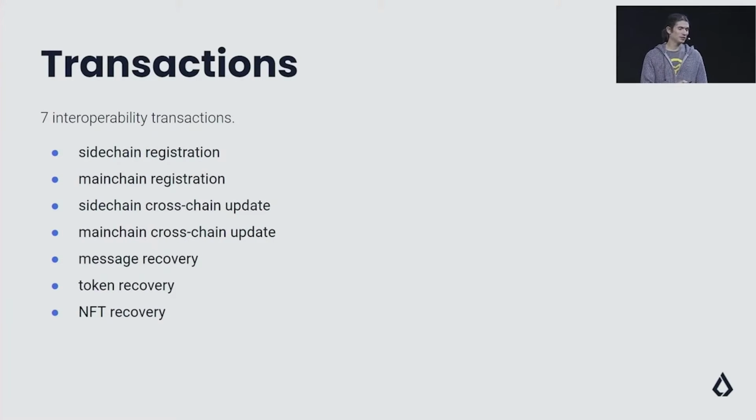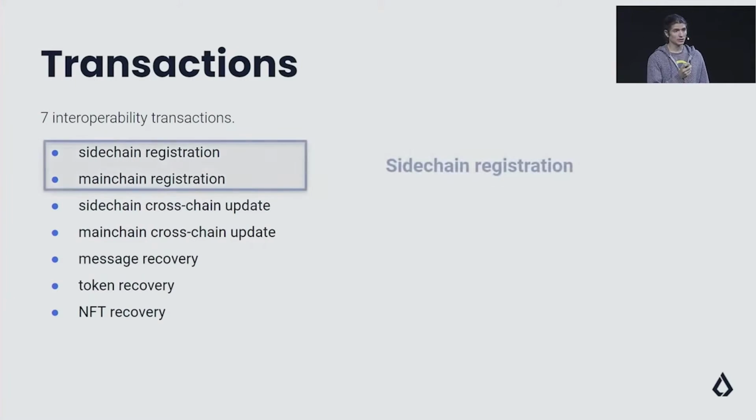Of course, the interoperability module defines the transactions that developers need to run interoperability. In particular, we have 7 interoperability transactions. The first 2, the sidechain and main chain registration transactions, are used during the sidechain registration phase to connect the sidechain to the rest of the Lisk ecosystem.